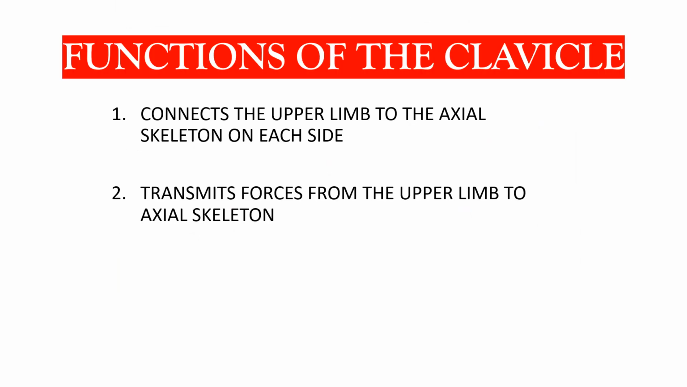Look at the functions of the clavicle. Number one, it connects the upper limb to the axial skeleton on each side, and also it transmits forces from the upper limb to the axial skeleton.